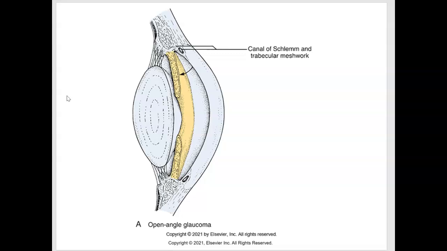It's much less common, right? It's only about 10% of glaucoma that is going to be in this category, but it's certainly in your differential if you have a patient who develops an extremely painful eye with loss of vision.